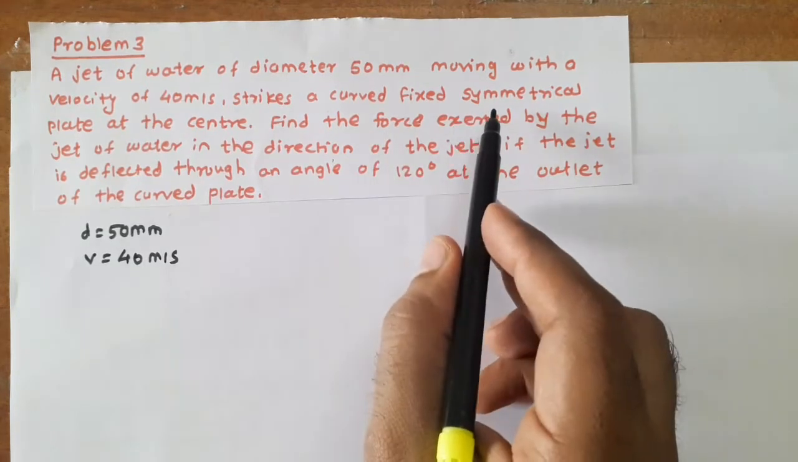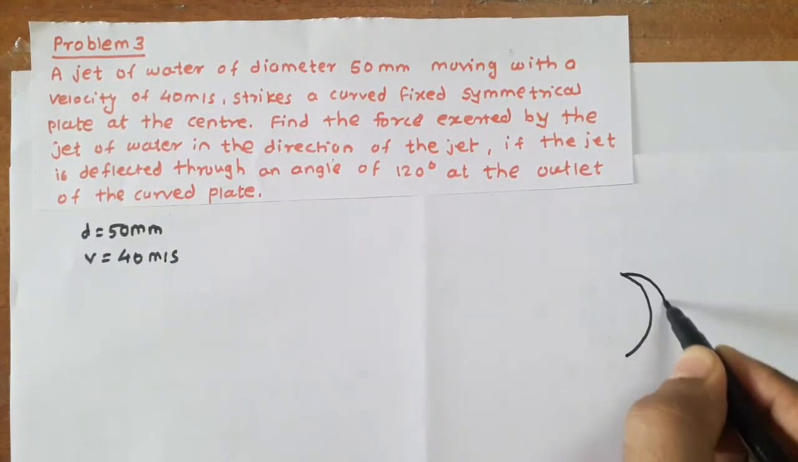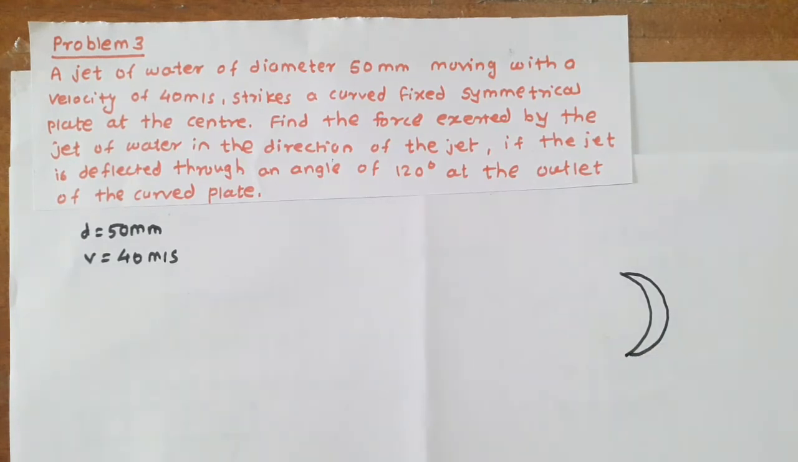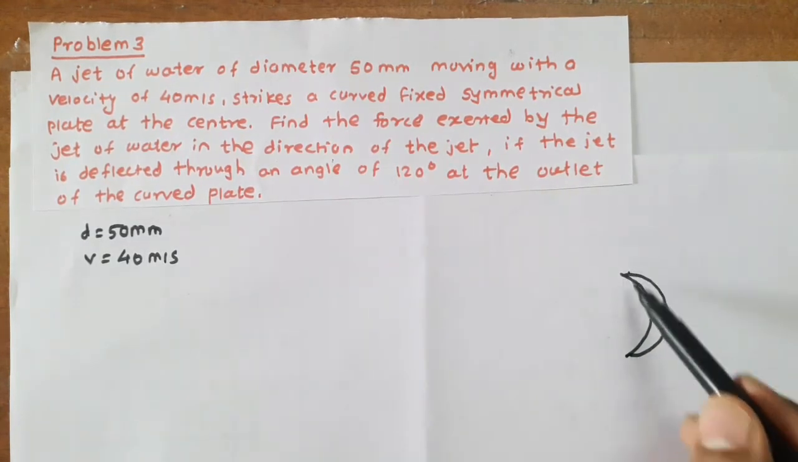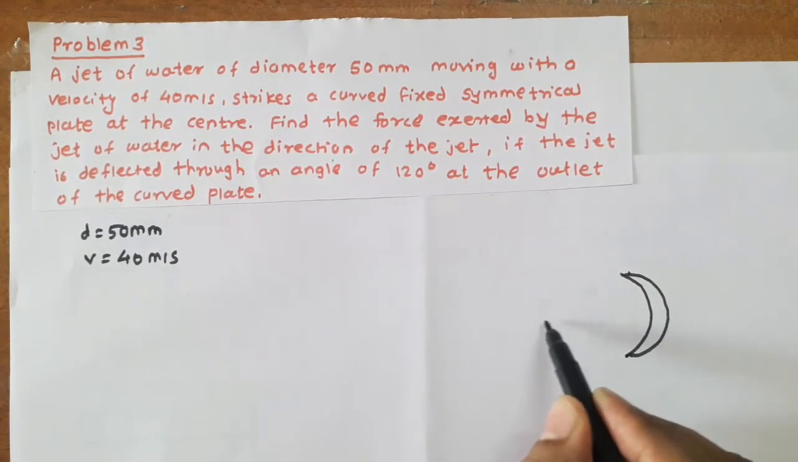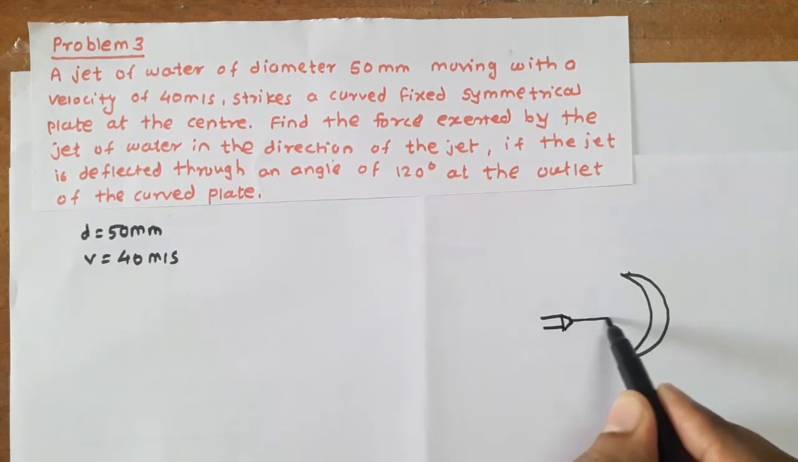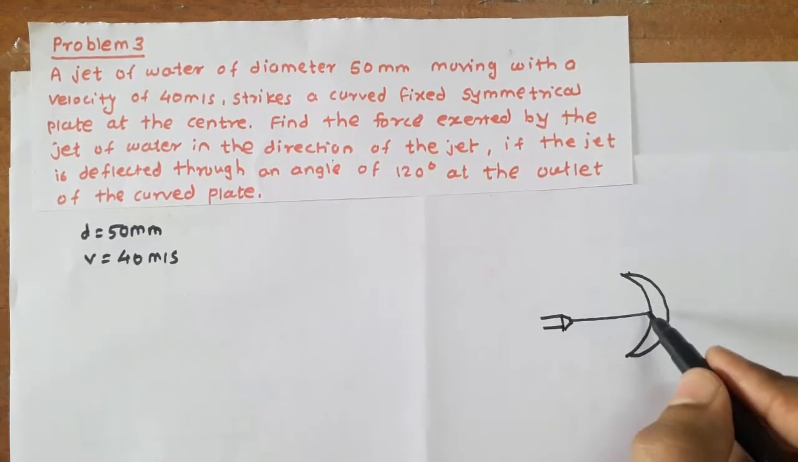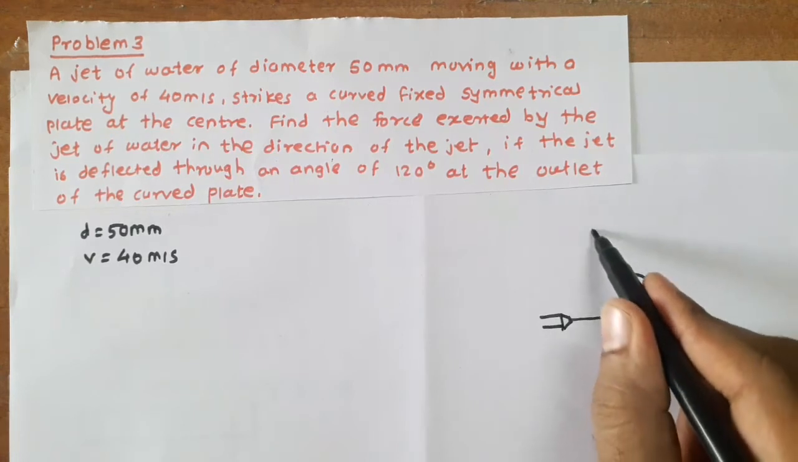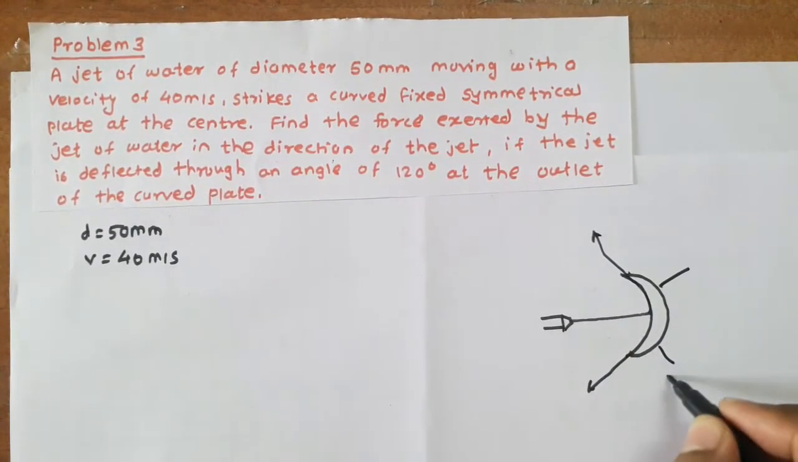Strikes a curved fixed symmetrical plate. So draw the curved symmetrical fixed plate. Symmetrical plate means what? Both the tip angles are the same and the jet direction is at the center. The jet will strike at the center and it will smoothly glide over the inner surface of the blade, and the blade is fixed.